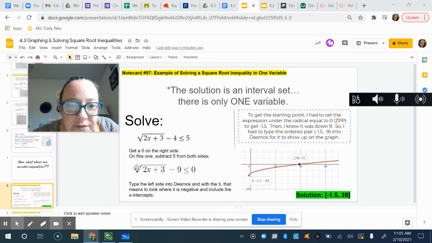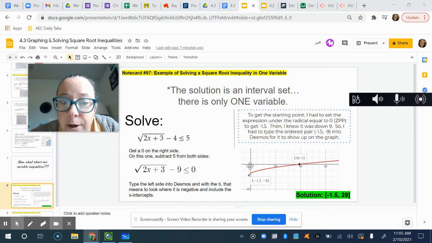And then I typed the left side into Desmos, which is what this is. And I had to remember to get that starting point, I had to ZPP what was underneath. So I set 2x plus 3 equal to 0. That would be 2x equals negative 3. And then divide by 2, so x equals negative 3 halves, which is negative 1.5. That's how I knew. Otherwise, I'd have to click and drag my cursor on the graph in Desmos, and I could go to the end there, and it would show me negative 1.5, negative 9.